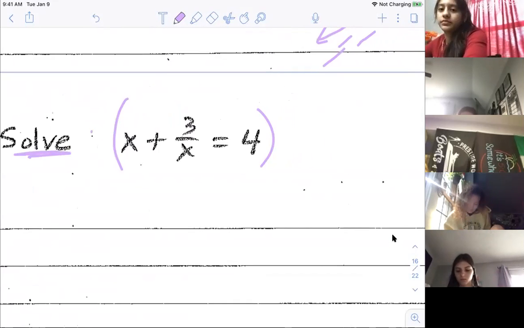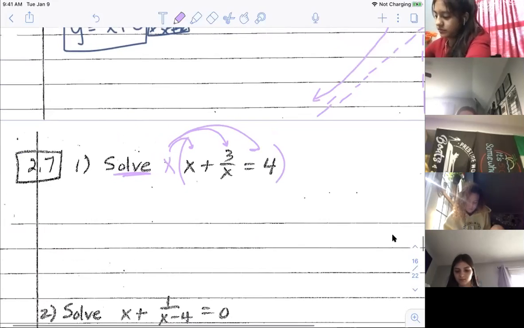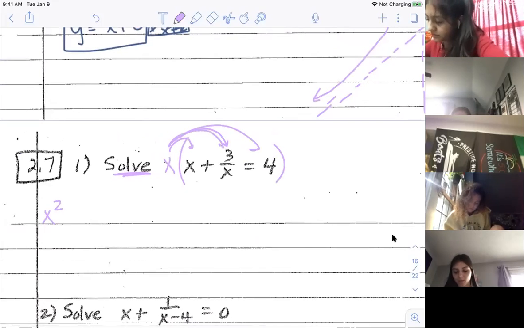In this case, I'm going to multiply by x by everything. X, x, x. When I multiply x by x, I get x squared. X times this 3 over x, well, since there's an x in the denominator, these x's cancel and I'm left with just 3. Then I multiply x times 4. This is a common mistake. Sometimes we forget the other side of the equation, so make sure you do x times 4 as well to get 4x.